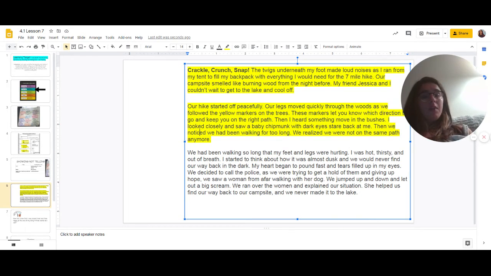We decided to call the police. As we were trying to get a hold of them and giving up hope, we saw a woman from afar walking with her dog. We jumped up and down and let out a big scream. We ran over to the woman and explained our situation. She helped us find our way back to our campsite, and we never made it to the lake.